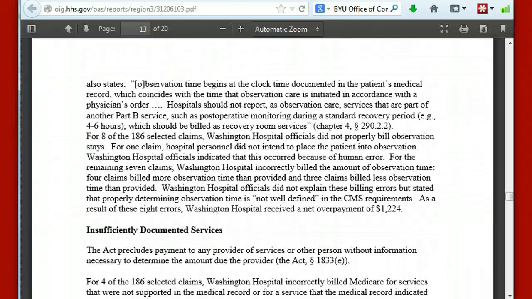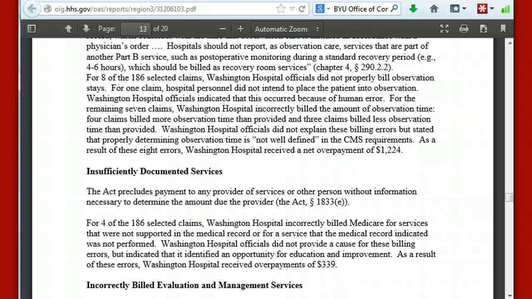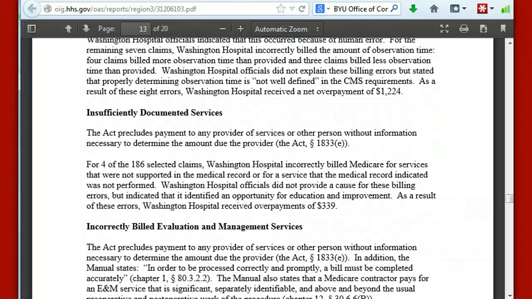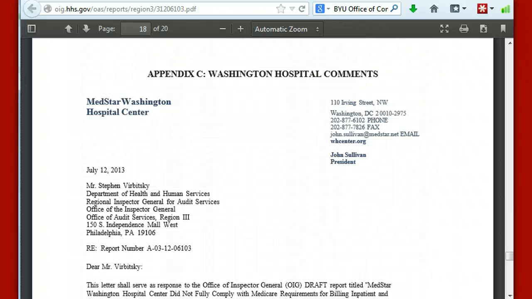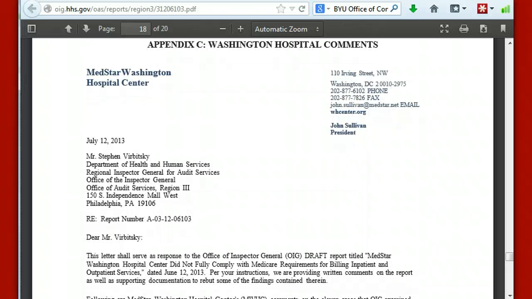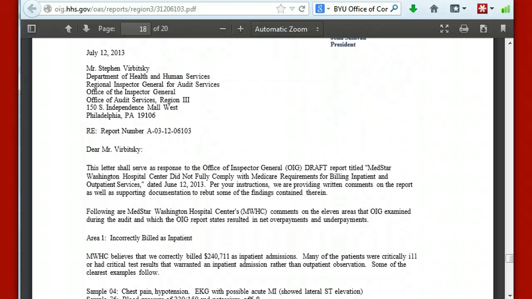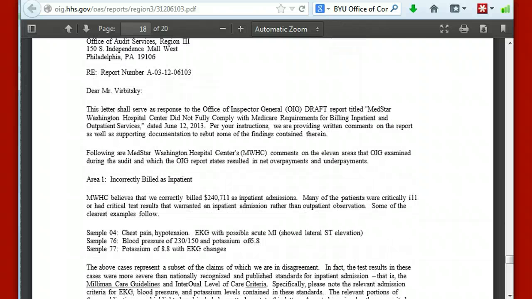Just a good exercise to add things to your audit plan, or if you're a similar entity, the size, and maybe you're an academic medical center, these are some things you're going to want to make sure that you're looking at as well. So I wanted to show you one more piece. This is Appendix C, and these are Washington Hospital's comments. So they did their own review of what OIG's findings were, and they submitted their response.